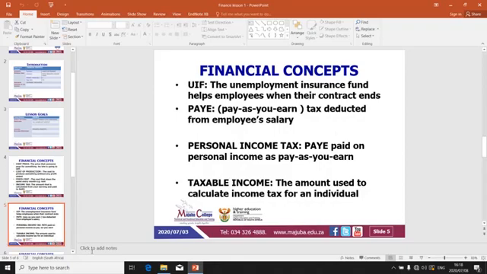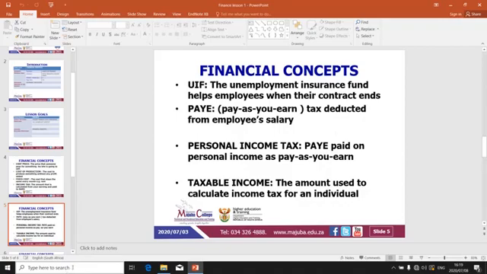Then the next concept is PAYE. It means pay as you earn. In other words, pay as you earn is the tax deducted from employees' salary. There are brackets that are used when paying tax. Not every citizen's tax in South Africa is equal. The more you earn, the more you pay for the tax.